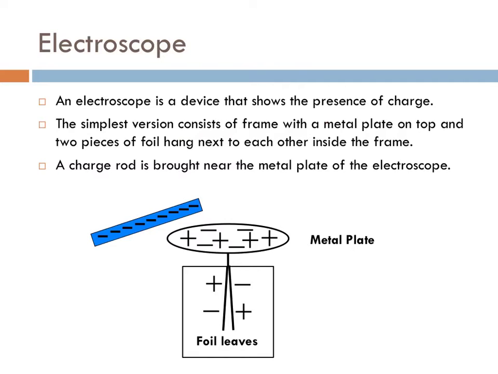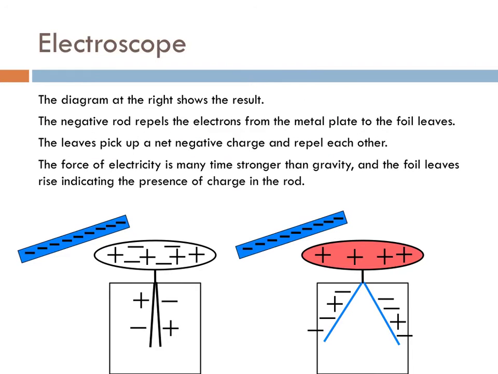So again, this metal plate and the foil leaves are all electrically neutral to begin with, same number of protons as electrons. And this negative rod is brought close to it. Again, as it's brought close to it, the negative charges are going to move as far away as possible. So then you're left with the situation on the right-hand side. The electrons, or most of the electrons, are located at the bottom part of this electroscope.